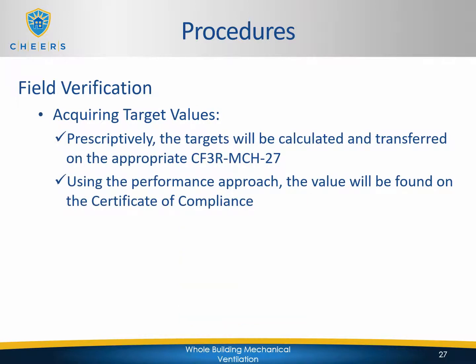As far as the target values, prescriptively the targets will be calculated and transferred on the appropriate CF3R MEC 27. We went through all these calculations during the Title 24 overview section when we discussed mechanical ventilation. That's where the targets come from. Now, performance-wise, if they are using the performance approach, the target values will just be found in the certificate of compliance, which is the CF1R. So you'll be able to just look at the CF1R and figure out what your targets are going to be.